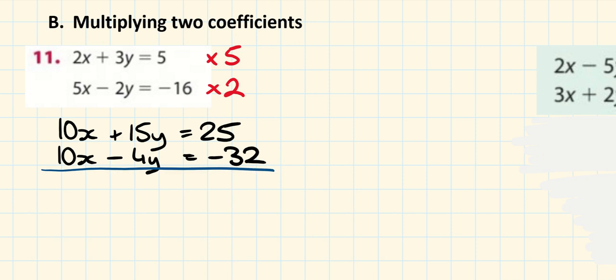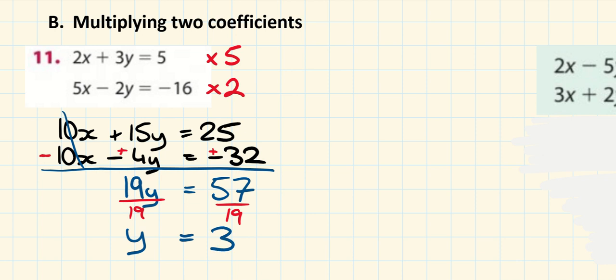Now we've got our x's equal, we can subtract them from each other. We're going to have to change the signs because the x's have the same sign. So this will be a minus, this will become a plus, and this will become a plus instead. So 10 minus 10, they'll be gone. 15 plus 4 will be 19y, and 25 plus 32 will be 57. Then we just need to divide by 19 to get y by itself, and that will give us a nice simple y equals 3.